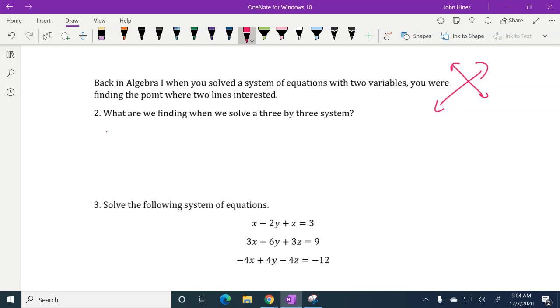So what are we finding? We're finding the intersection. Well, what's the 3-dimensional version of a line? Well, that's a plane. We're finding the intersection of 3 planes is what's really going on here. We're finding the intersection of 3 planes.